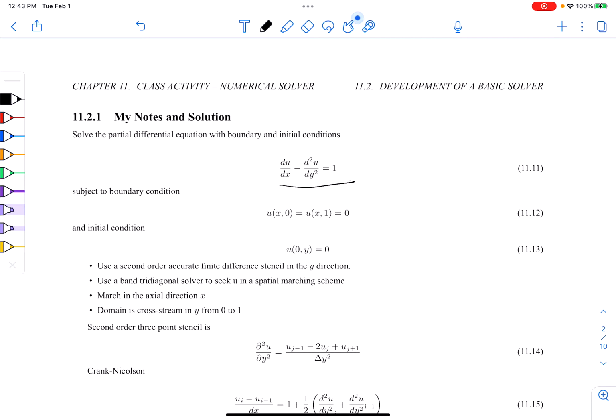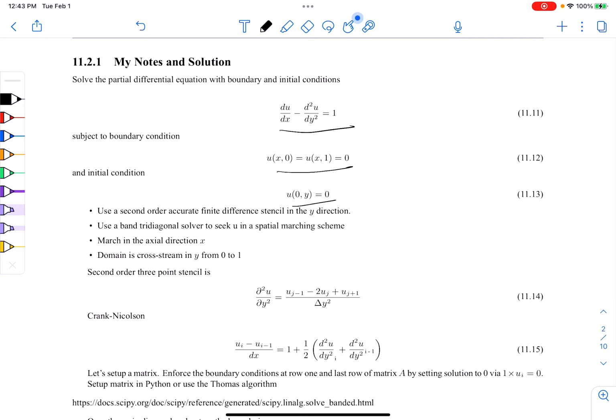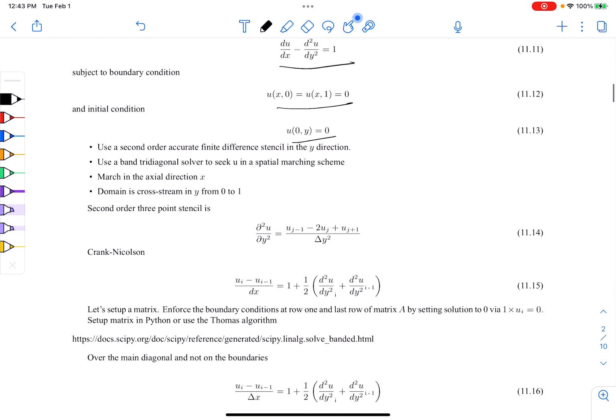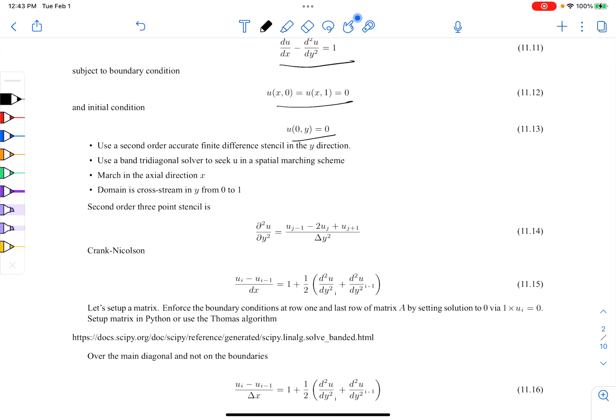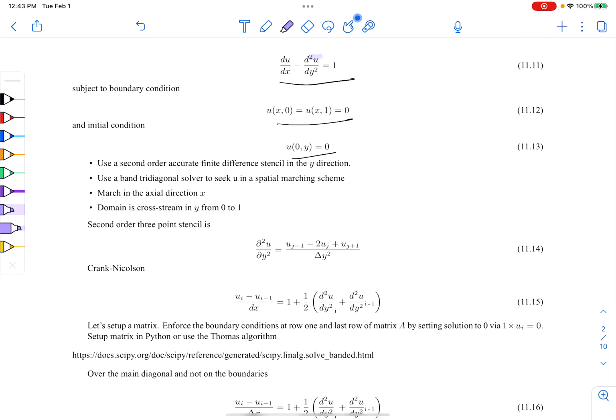So once again, solve the equation. Here's the boundary condition, initial condition, 2nd order Crank-Nicolson scheme, tridiagonal band solver for marching in the x direction. Domain is from 0 to 1. And we have to discretize this term, right? d2 dy squared, that's right here. So here's your standard finite difference 2nd order scheme. It's central. So I say u_{j+1} plus u_{j-1} minus 2u_j, so that's central. If you have 3 grid points in the y direction, this is your j location, this is j plus 1, and this is j minus 1, and then there's your delta y.